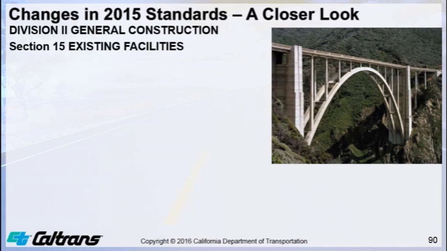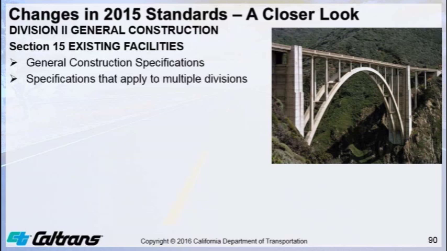Division 2, General Construction, Section 15, Existing Facilities. With more and more emphasis being placed on repairing and rehabilitating the highway system, 2010 Section 15 Existing Facilities had grown to 36 pages, and there were many reserved sections for standard special provisions. Section 15 had grown so large because it had to cover everything for existing facilities, from resetting a mailbox to placing a casing on a bridge column for seismic retrofitting. A decision was made to break up Section 15 by moving the existing facilities work specifications into the various technical divisions and sections.